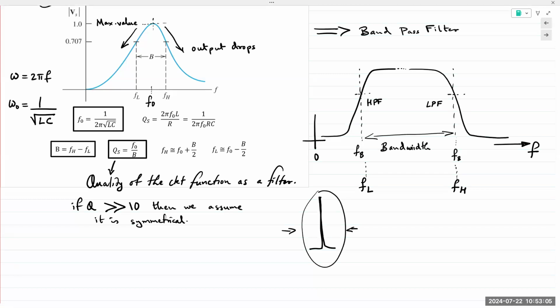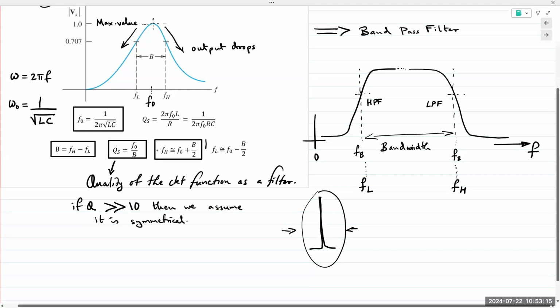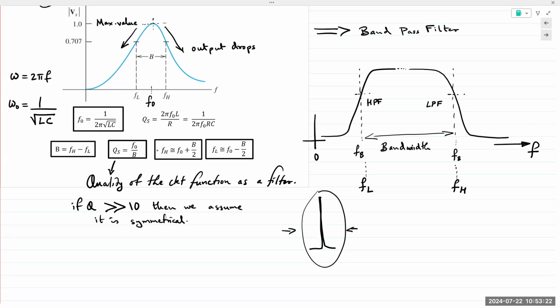Okay, they are equidistant from F0. And so we can then state FH is equal to F0 plus half the bandwidth, and FL, which is on the left side, is exactly equal to F0 minus half the bandwidth. And again, these are equations. You don't have to memorize these equations, obviously, as long as you first understand them.